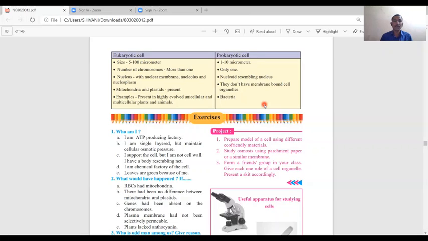I am a chemical factory of the cell. Chloroplast. Leaves are green because of me. The answer to this question is also chloroplast.